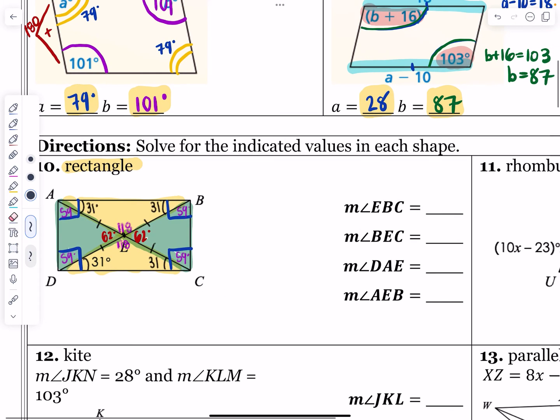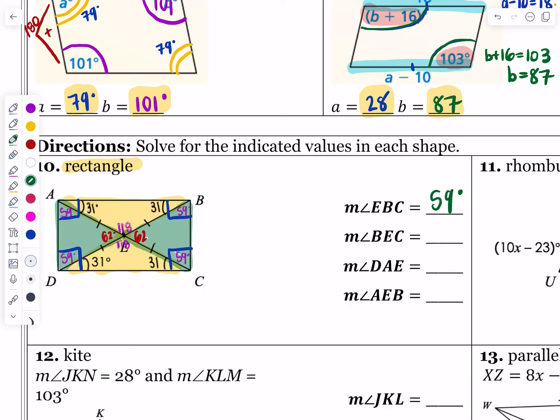Now we just have to see what they're looking for. So what is E to B to C? I've noticed that some of my students struggle with the angles and seeing which one it's talking about. So we're just going to trace it. E to B to C would be from E to B to C, where the vertex is right here. So what is that angle? That angle is going to be 59 degrees. That's one of my purple angles.